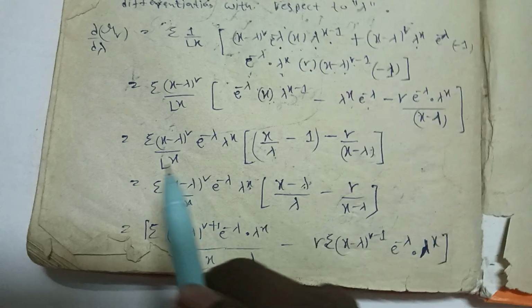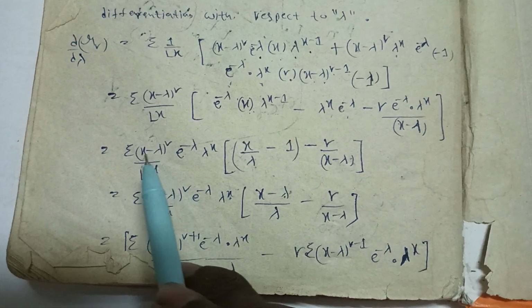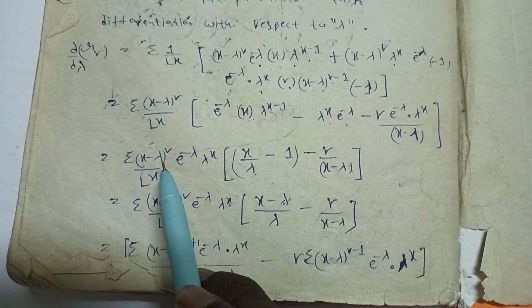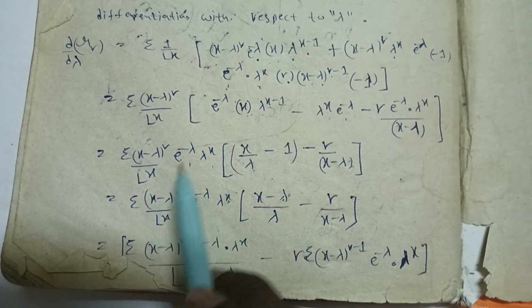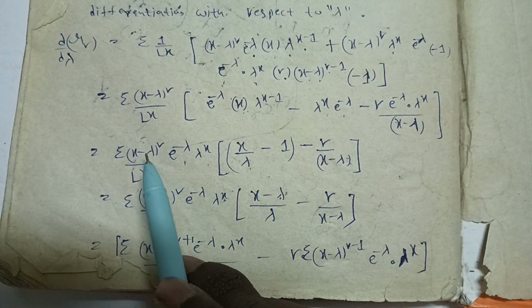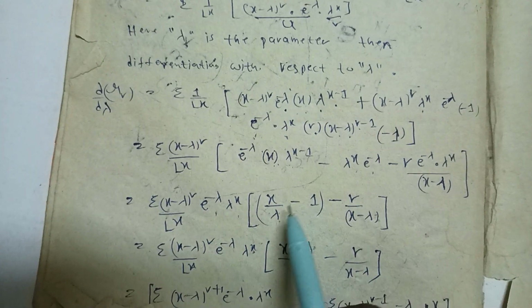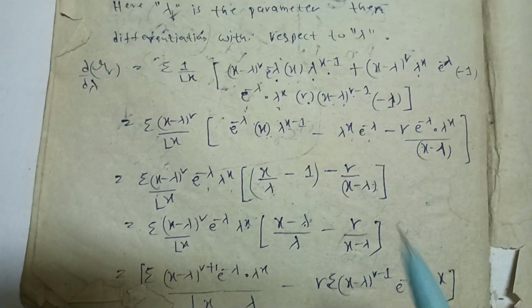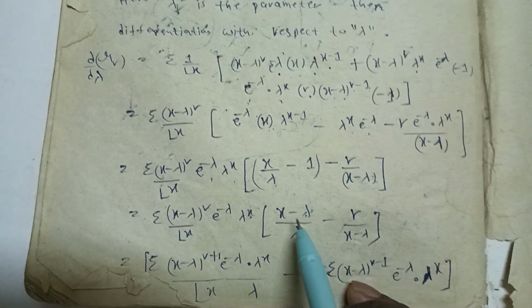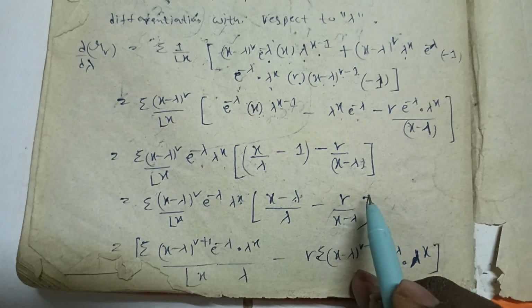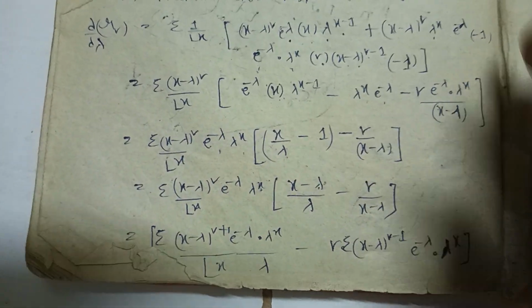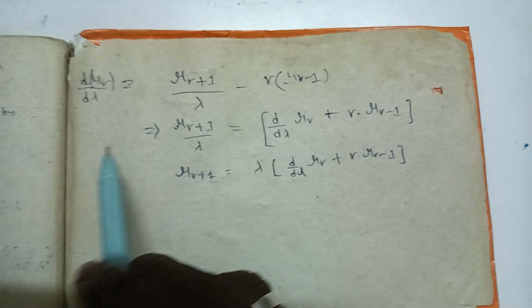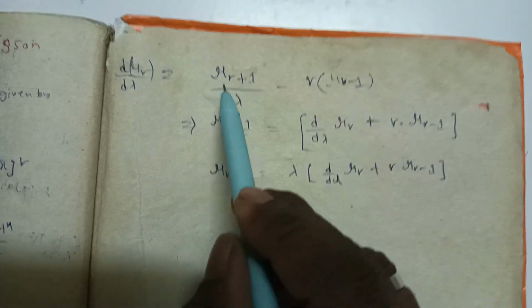So here if you take common the overall function (x - λ)^r e^(-λ) λ^x / x!, this is the PMF of the Poisson distribution and the extra term. So if you do the LCM, then you will get the value like this, (x - λ)/λ and r divided by (x - λ). So if you multiply the total function over here, then you will get d/dλ of μ_r equals μ_(r+1).